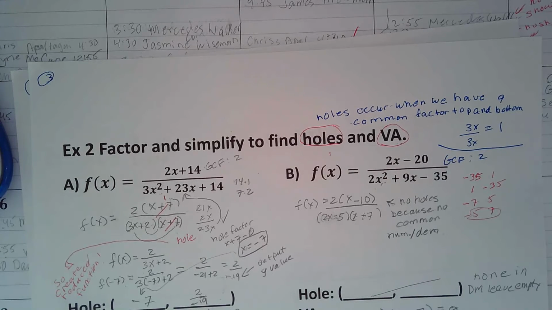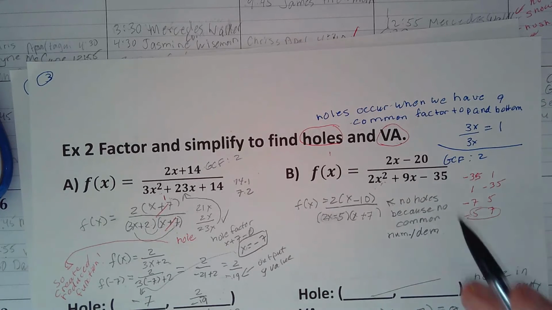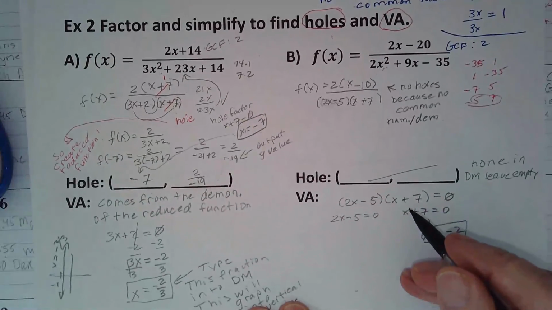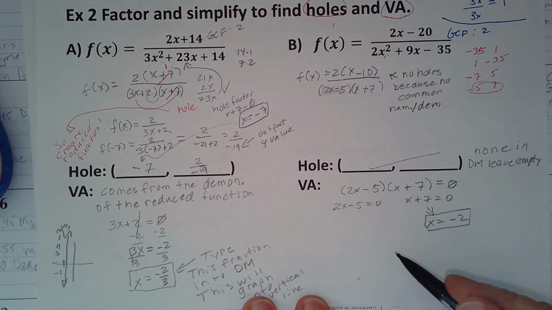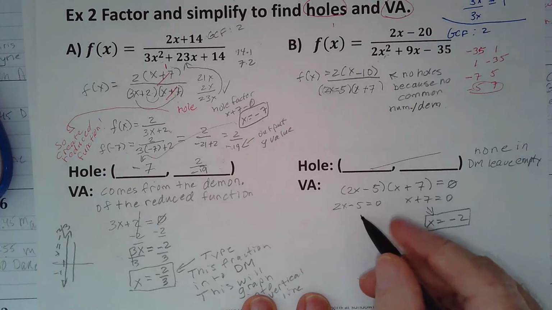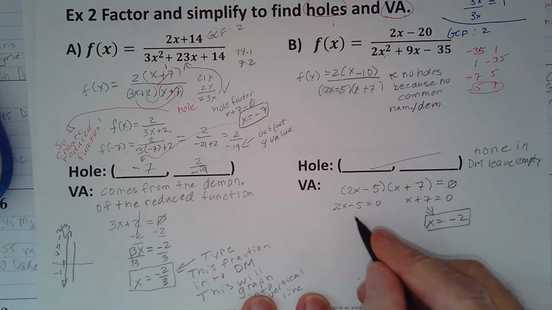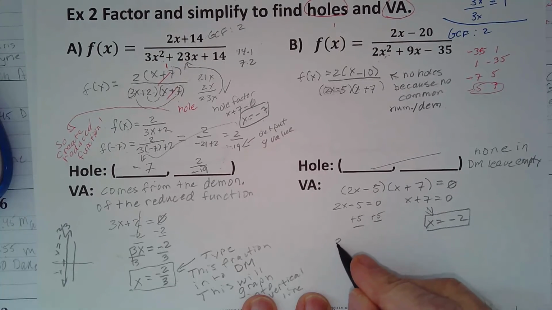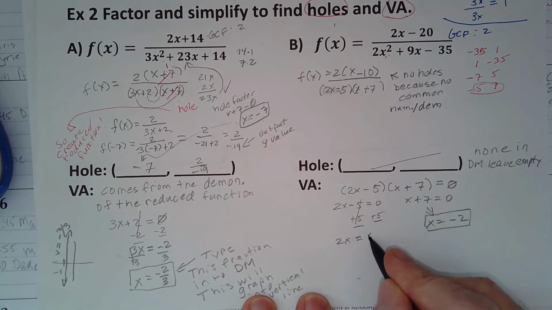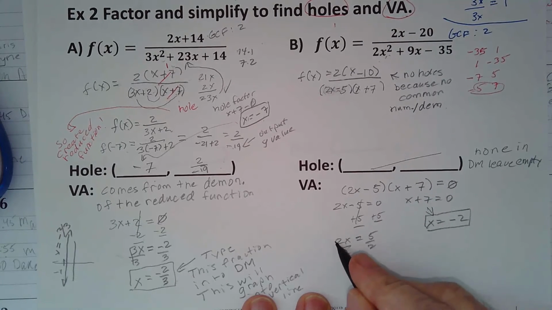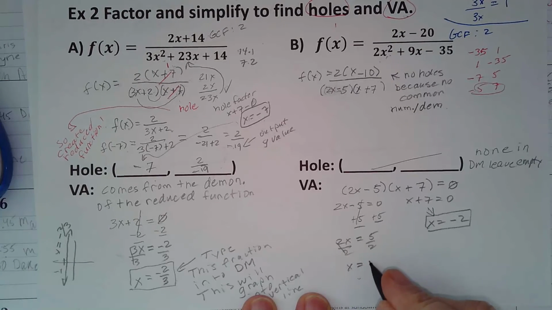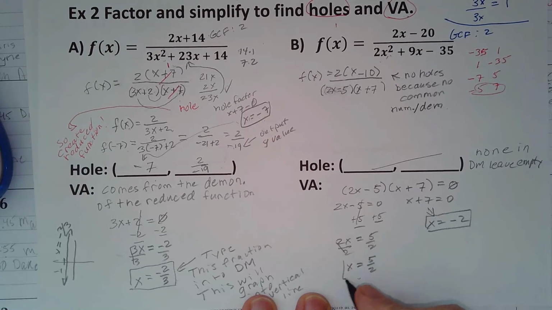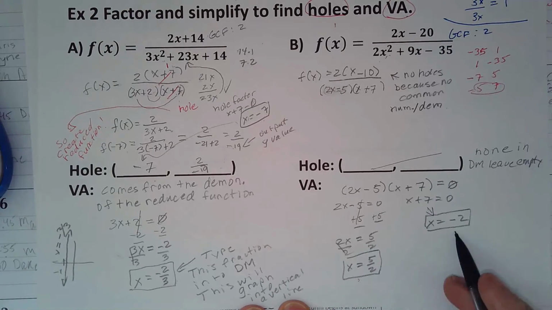And remember, vertical asymptotes, when you graph them, they create a line. So this is actually the line that we talked about over here. Now, let's move this up. And this one, 2x minus 5, we're going to add 5 to both sides. And so we're going to get 2x equals 5, and then divide by 2. And so we get x equals 5 over 2. So that's the other vertical asymptote.